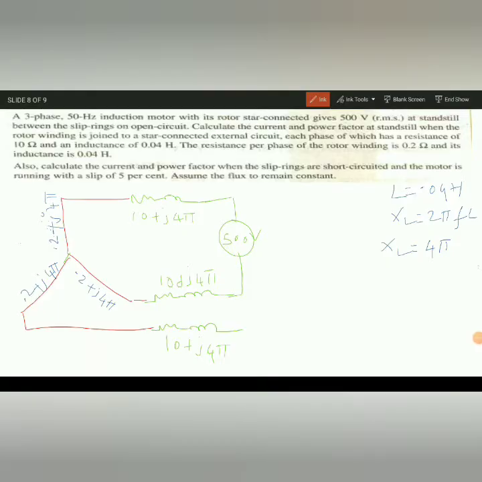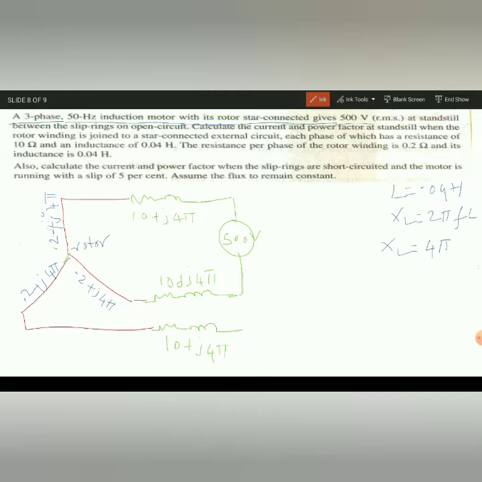Hi, today I am going to explain one numerical based on a three-phase induction motor. Okay, so first let us read a three-phase 50 Hz induction motor with its rotor star connected. So the rotor of a three-phase induction motor is star connected. So this is the rotor.